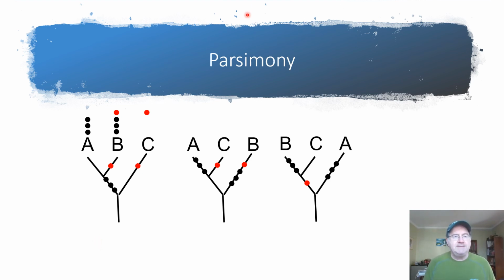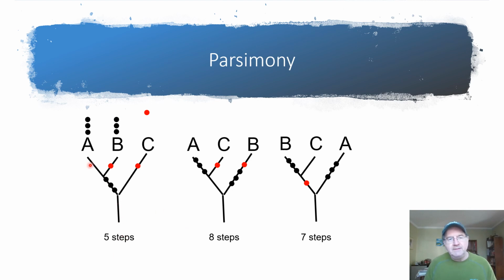So in this case, are A and B the most closely related? Well, we have 3 characters that say yes. In this one, well, let's do it this way. We have 3 characters that say yes, and I've mapped the distribution of character states on the other 2 possibilities for these 3 species. Now let's count them up.